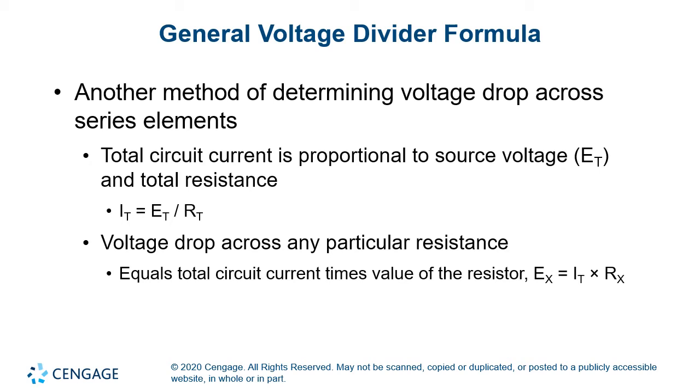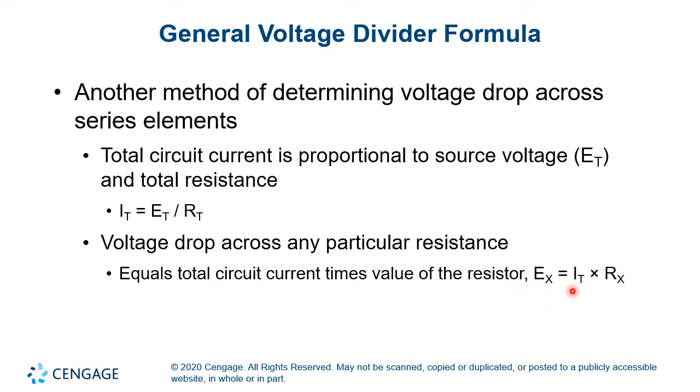So when combined together, these are referred to as the general voltage divider formula. And we can use this formula to determine the voltage drops. So again, we go through and determine our total current. In this case, remember that our total current is going to be equal to our total voltage divided by our total resistance.